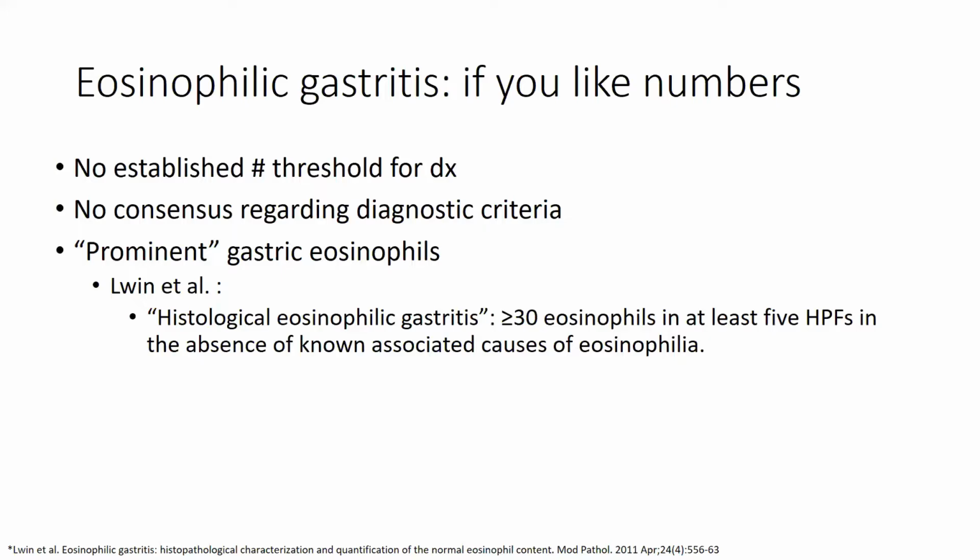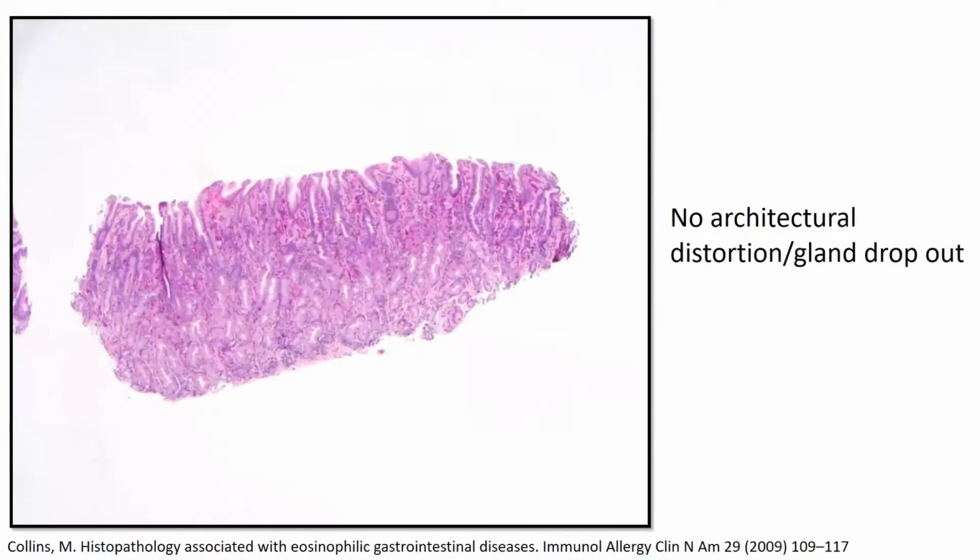But in 2011, Lewin and colleagues published a paper where they suggested the use of the term histological eosinophilic gastritis in patients with 30 or more eosinophils in at least 5 high power fields in the absence of known associated causes of eosinophilia. We are not in the habit of using this term since it lacks clinical significance, but just for you to know that this term is out there and used by some colleagues.